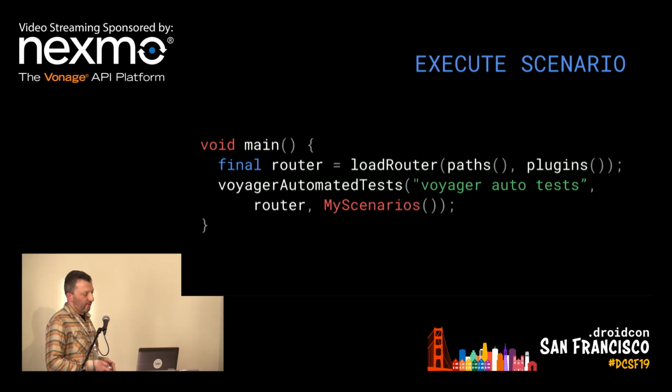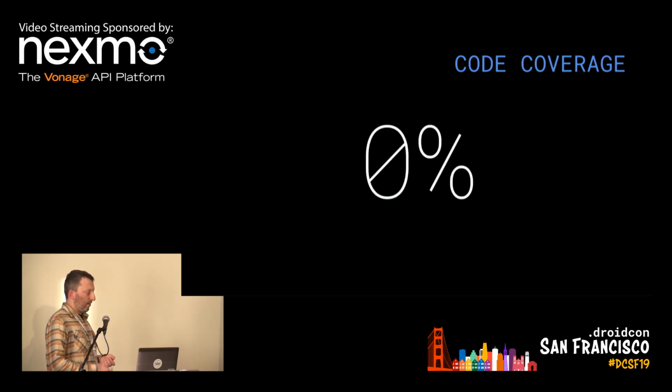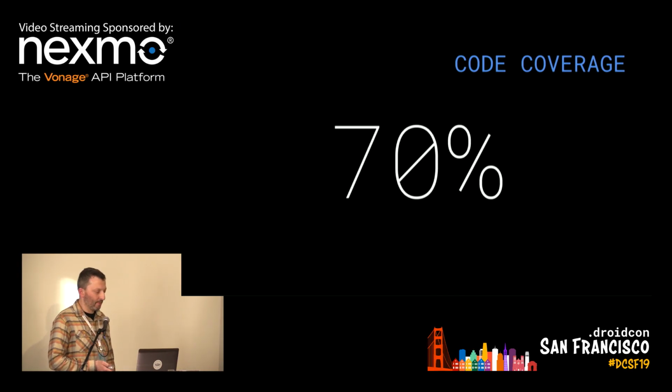And once you have a concrete implementation of your scenario class, you just casually run it from a test file. And I'm a lazy person, so I tried to apply this to the sample project of Voyager. And just by implementing one scenario per screen, I managed to bump test code coverage to over 70%, which is pretty great.